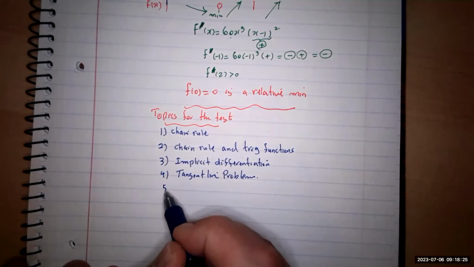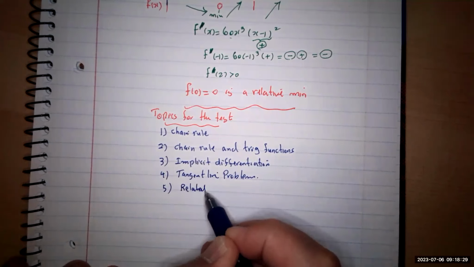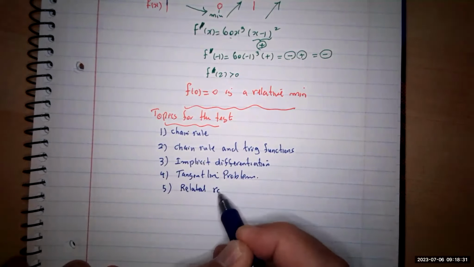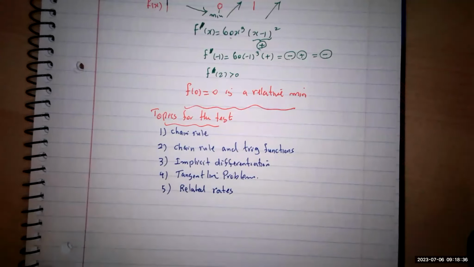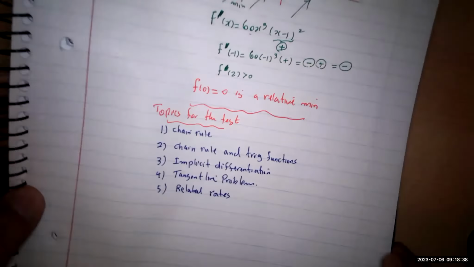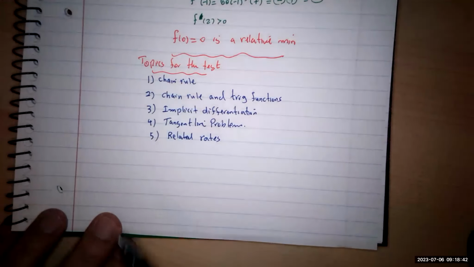And number 5, one question on related rates, as in your quiz. Those three cases that we have: remember, we have the ladder, we have the lighthouse, and we have the sphere problem. So these are the five like in your quiz.